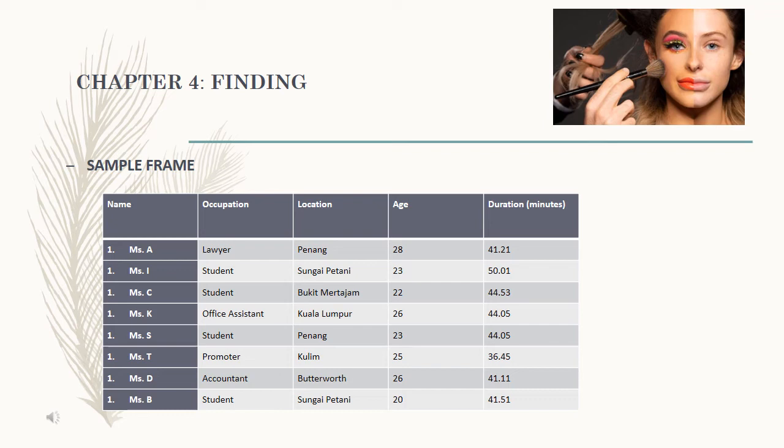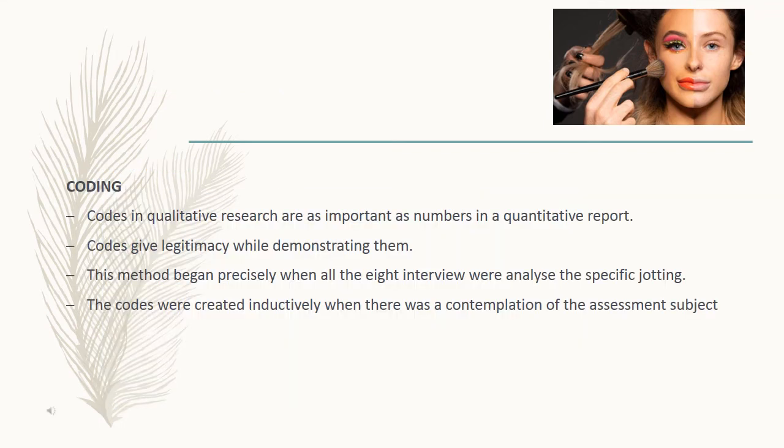Next is Chapter 4, findings. Those are the list of the participant names that I have interviewed. Next is coding. Codes in qualitative research are as important as numbers in a quantitative report. Codes give legitimacy while demonstrating them.